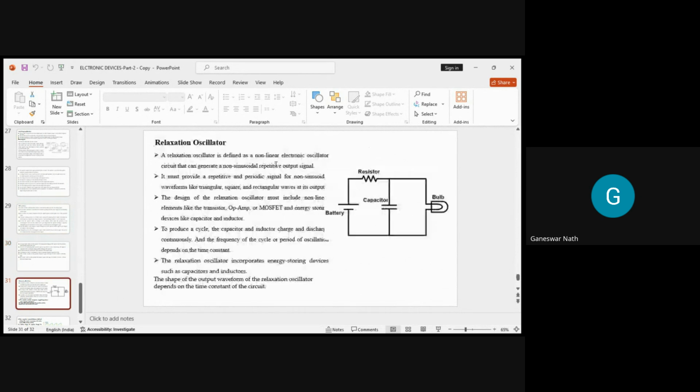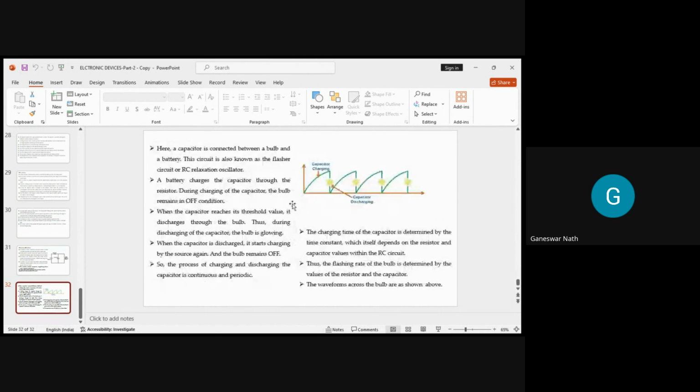Okay, now you come to the relaxation oscillator, where there is an exchange of energy from the component to the passive circuit, and it produces non-linear signals or waves. A relaxation oscillator is a non-linear electronic oscillator circuit that can generate a non-sinusoidal repetitive output signal. So you can see this is non-periodic, simple non-linear output here.